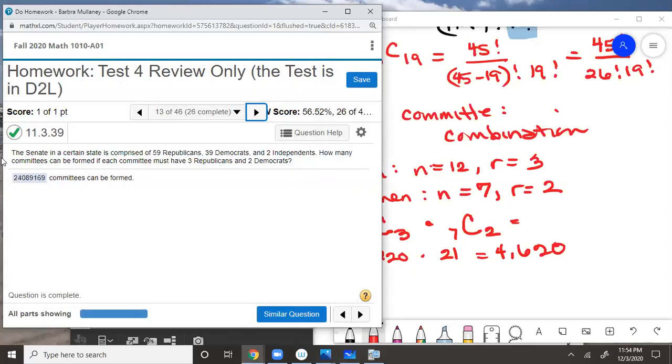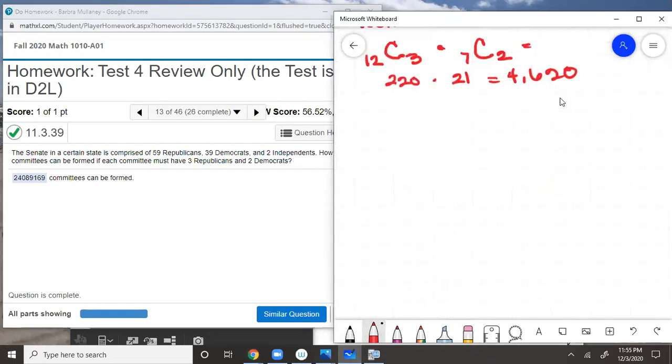All right, number 13. A Senate in a certain state is comprised of 59 Republicans, 39 Democrats, and 2 independents. How many committees can be formed if each committee must have 3 Republicans and 2 Democrats? This is just like the last problem, so I won't be working it out completely, but we can set it up together. So we're looking for a committee with 3 Republicans and 2 Democrats. So let's see how many ways we can choose the Republicans. Now they say the number of Republicans we have is 59, and the number of Republicans we want on the committee is 3.